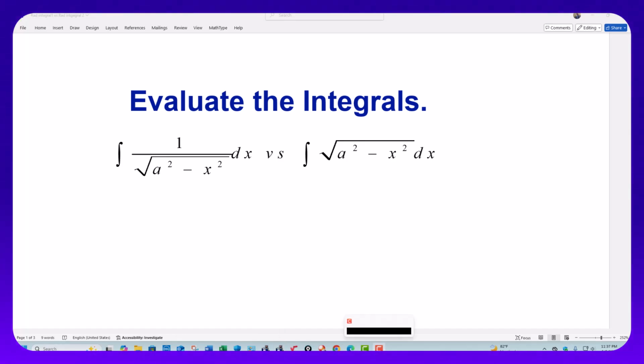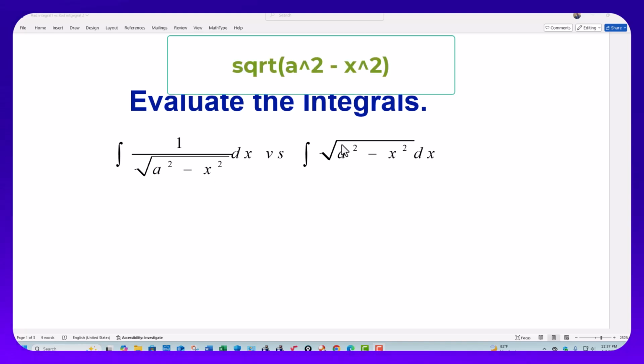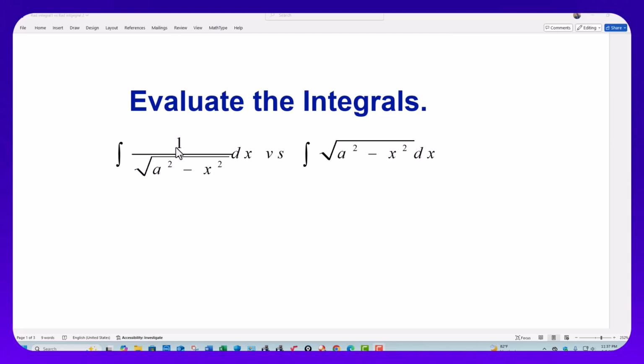In this video, we're going to look at the evaluation of one integral that has the square root of a squared in the denominator, and the other one has it in the numerator. Now, the first one can be done easily using a trig substitution. I've done that in other videos, and I've used this particular formula that I'm going to derive in other videos.